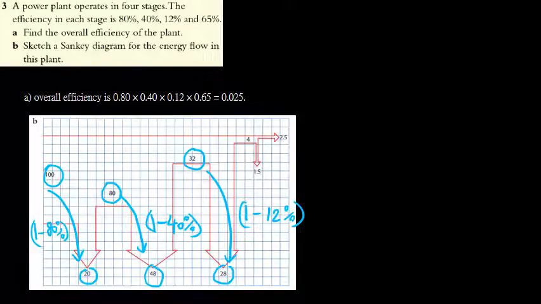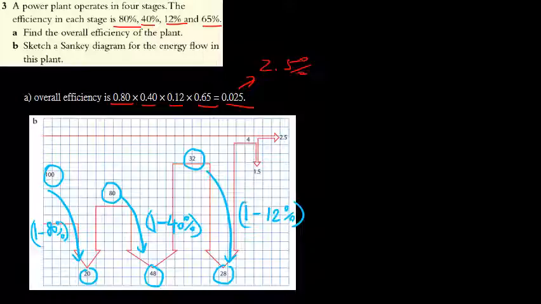For 3A, basically you can see it said for each day it has efficiency of 80, 40, 12, and 65. So what you do is you times them together. I think you learned something similar in maths. So at last you will get 2.5% if you express it in percentage.